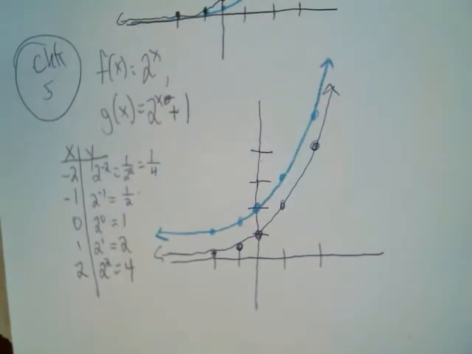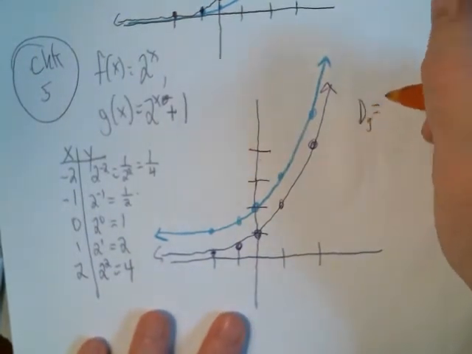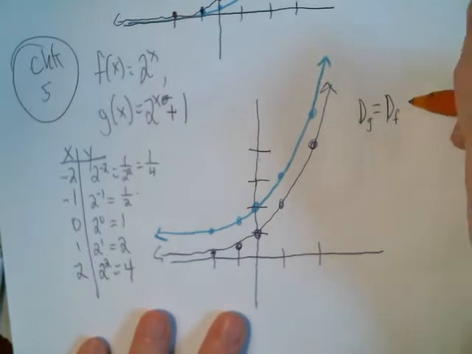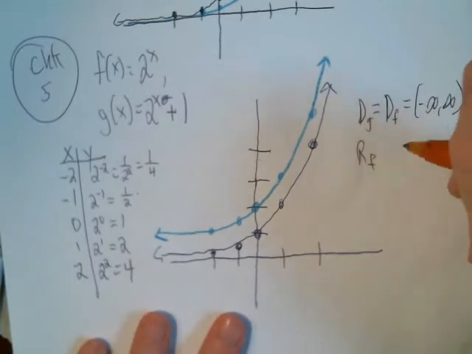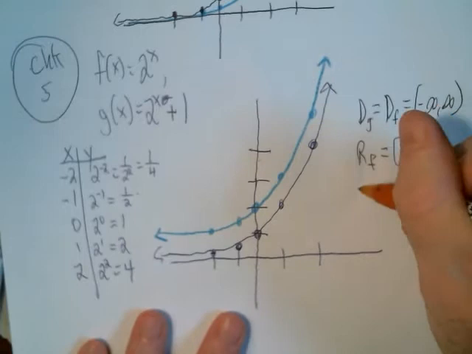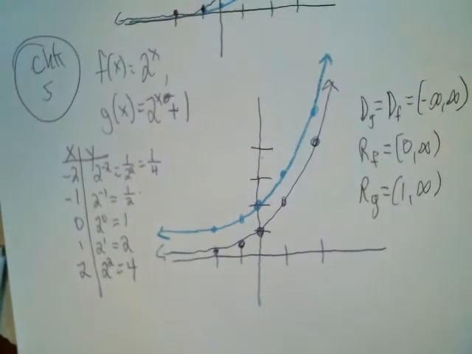Okay, and one thing that's different now will be the range. The domain is the same for both. The domain of f is equal to the domain of g, which is negative infinity to infinity. But the shift up has changed the range of g. So the range of f is from 0 to infinity, and the shift up is changing the range of g to 1 to infinity.